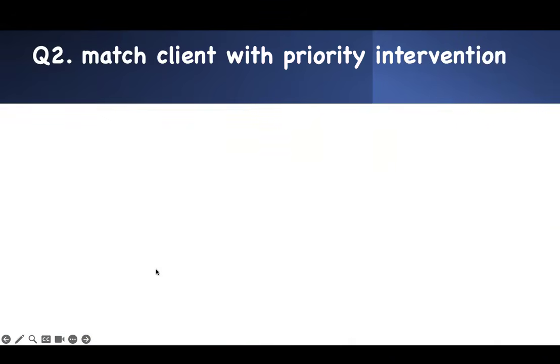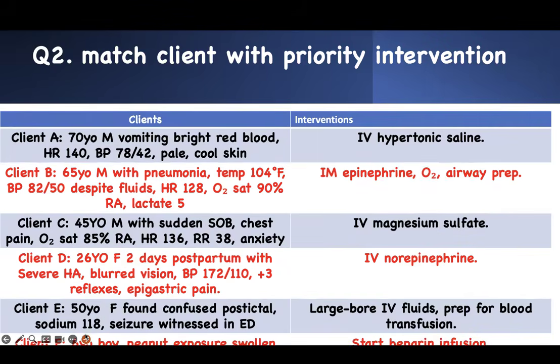Match clients with appropriate intervention. Now, what are you going to do for all these 6 patients? They're trying to let you think as if you're already working as a nurse. You have 6 patients. They all have other things to deal with. What do you do with each of them? You have different orders for them. Which patient do you see first? Well, that's what they're trying.